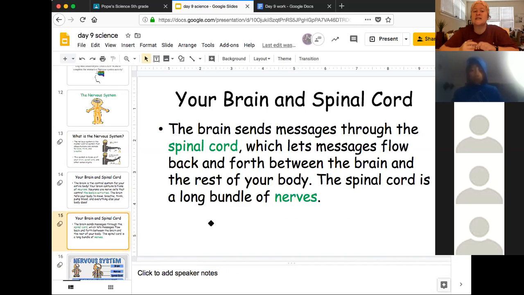So it's going to send messages through your spinal cord. If you've ever known someone who's been paralyzed or they've broken their back, your spinal cord runs through that backbone. So if they've been paralyzed, something's happened to their spinal cord and the messages aren't getting through anymore. For everything to work, your brain sends messages even all the way down to your toes to wiggle your toes. It all works as one big unit.